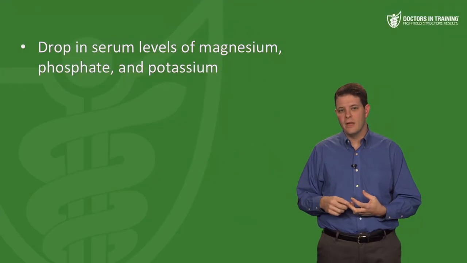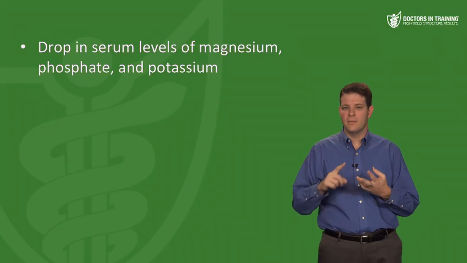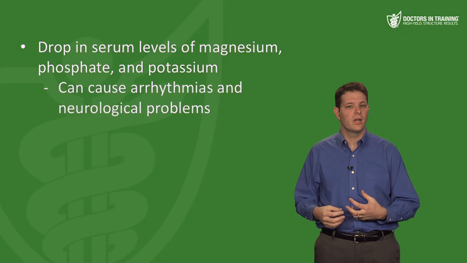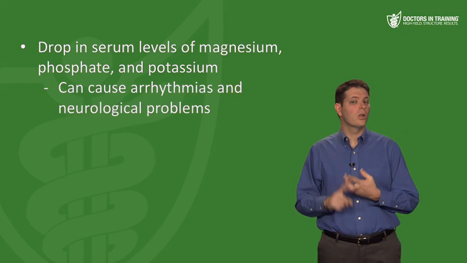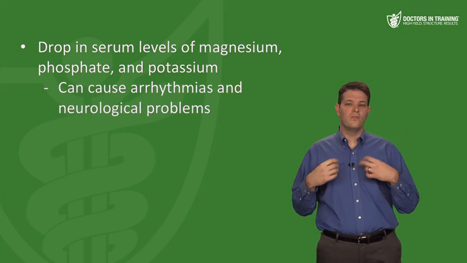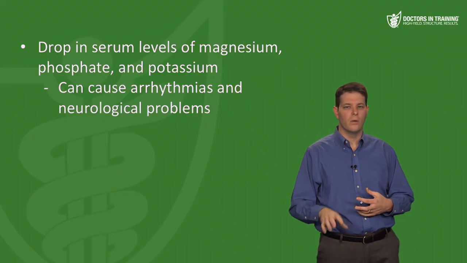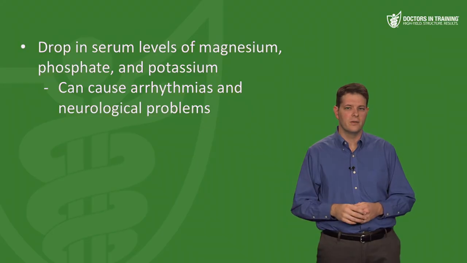So in refeeding syndrome, as the cells start to pull nutrients from the blood, you get a drop in serum levels of magnesium and phosphate and potassium in particular. And that drop of magnesium and phosphate and potassium can cause arrhythmias and it can cause neurological problems. So when you feed someone after a prolonged fast, you need to kind of start low and go slow and monitor their electrolytes very, very closely.